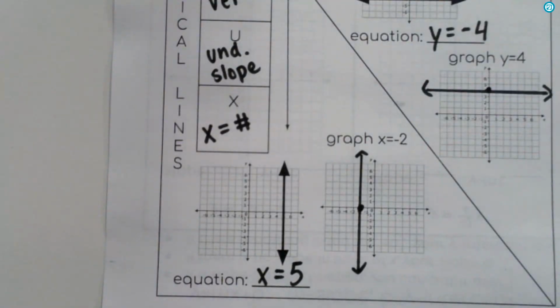Okay. So that is all of the new stuff for today. Literally just horizontal lines have 0 slope and our y equals, they go this way. Vertical lines have an undefined slope, their x equals, they go this way. Those are the only two new things for today.